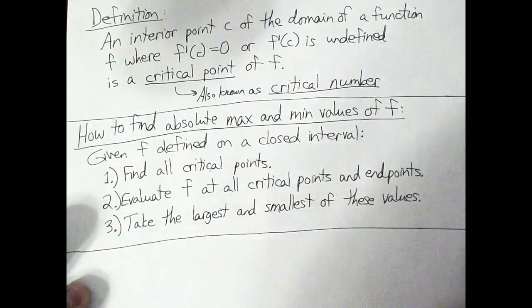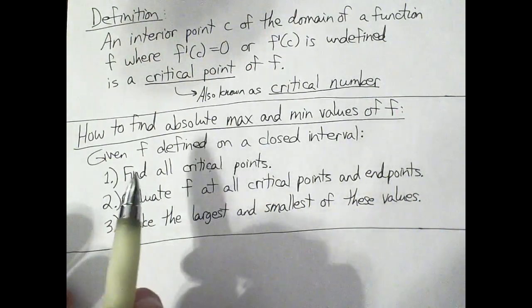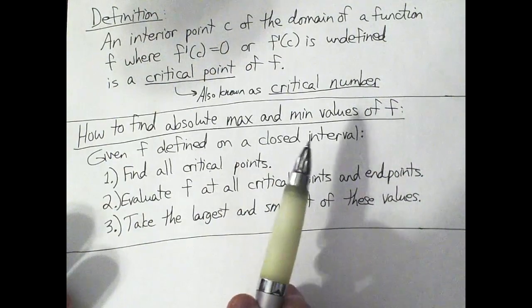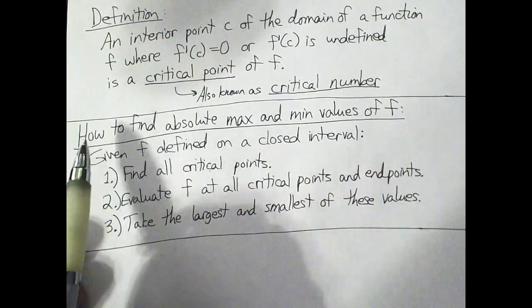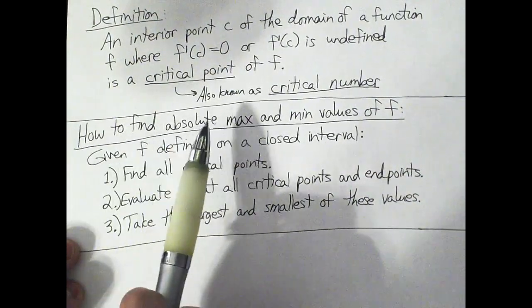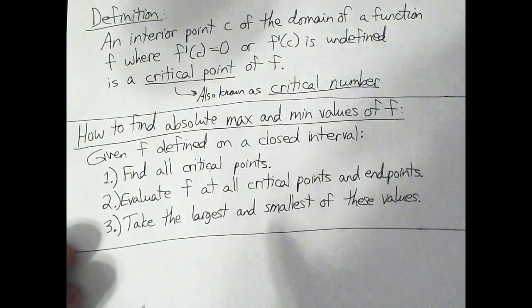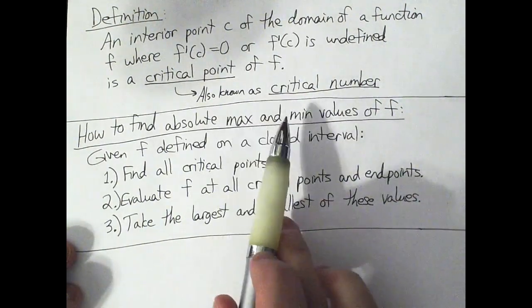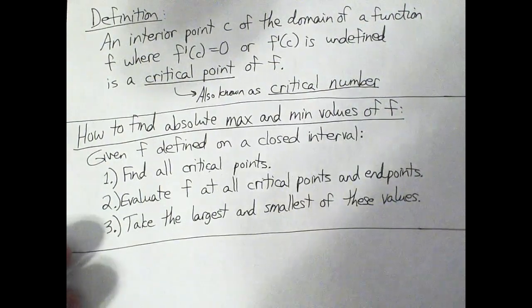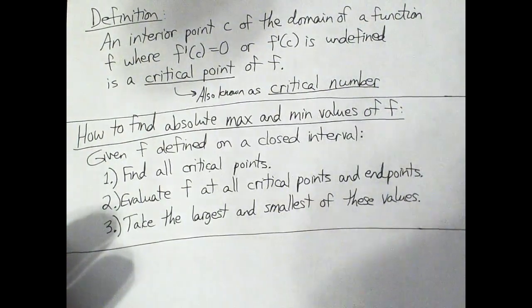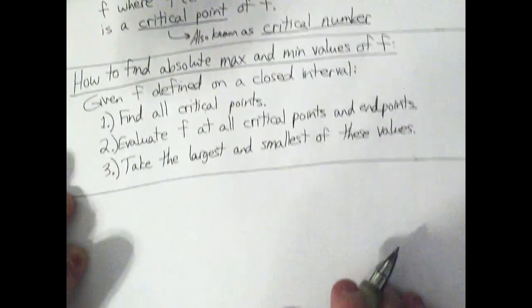But that is going to be our 3-step process for this type of problem. When you're given a function on a closed interval, and the problem says find the absolute maximum and minimum values of the function, remember that we're interested in the f values, right? Not just the x coordinates. Okay, let's get started. Let's do an example.